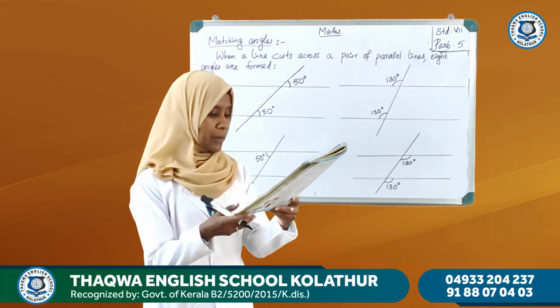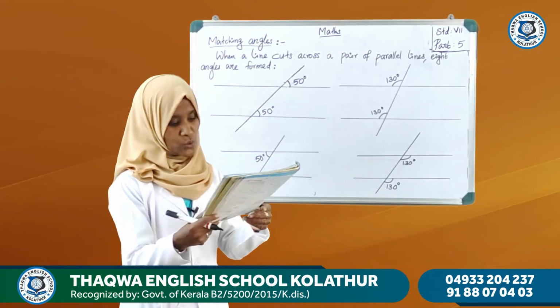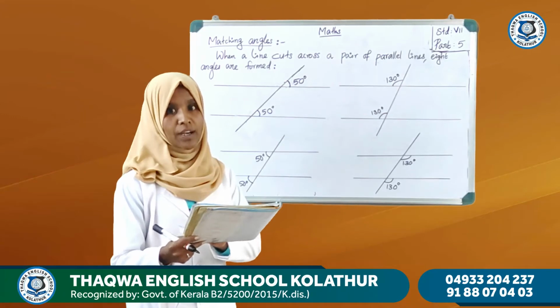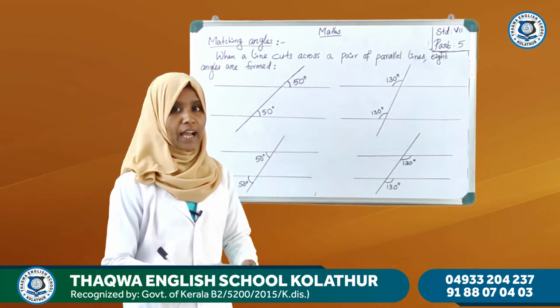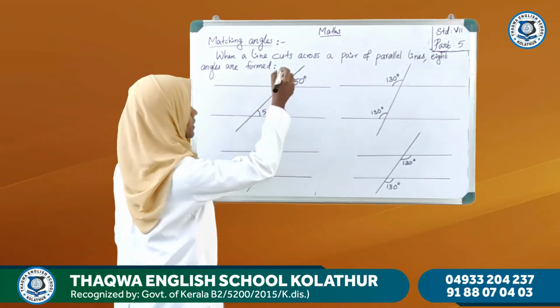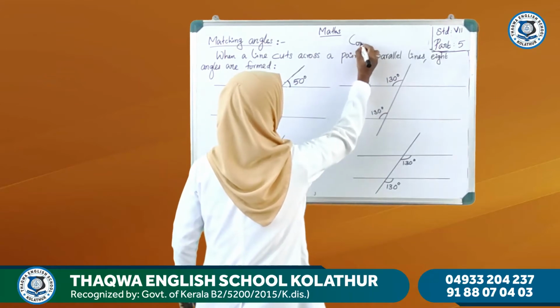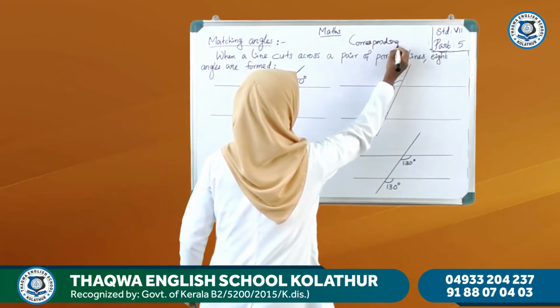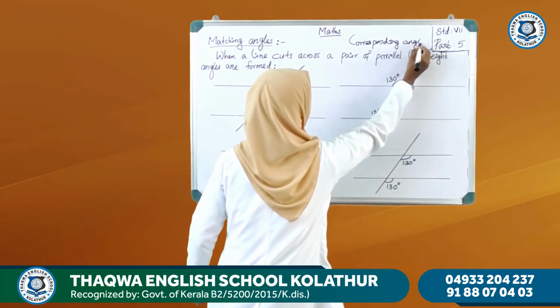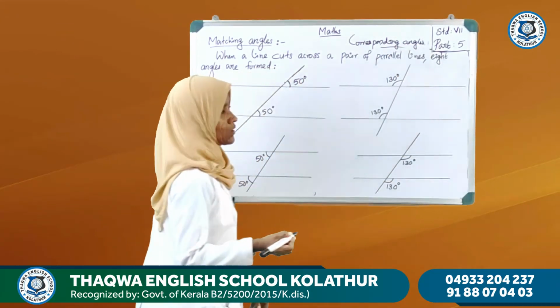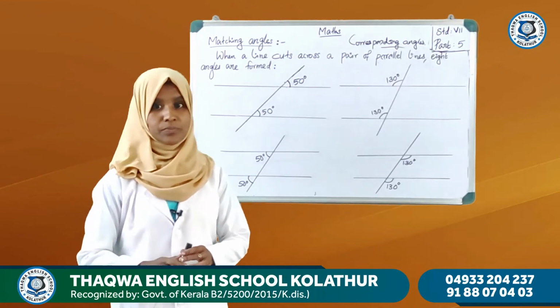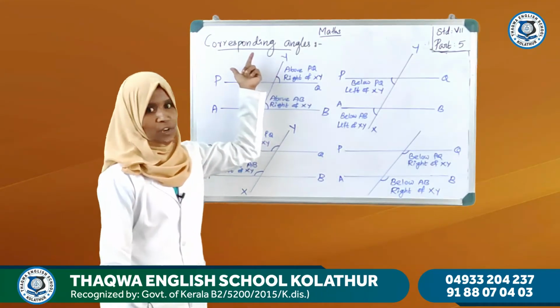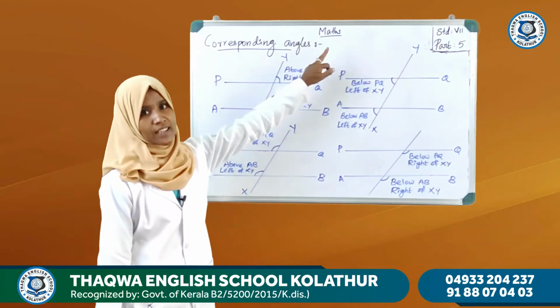So a pair of angles in similar positions are called corresponding angles. Corresponding angles. Listen, we have to discuss corresponding angles.